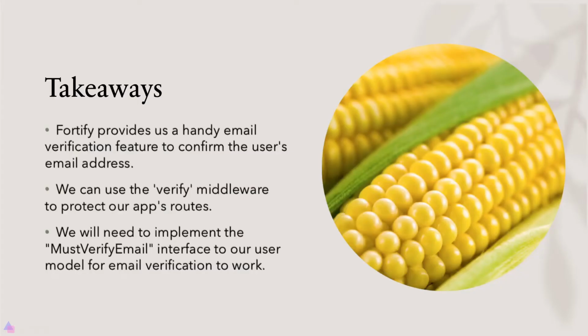Key takeaway for this lesson: Fortify provides us a handy email verification feature to confirm the user's email address. We can use the verified middleware to protect our app routes. So if an unverified user tries to call our API endpoints, our app will stop the user. However, in order for that to work, we'll need to implement the must verify email interface to our user model.